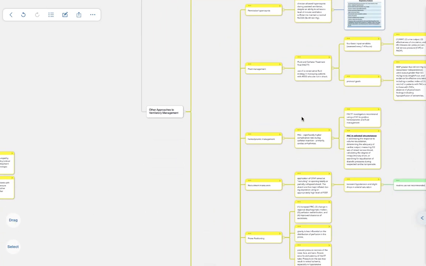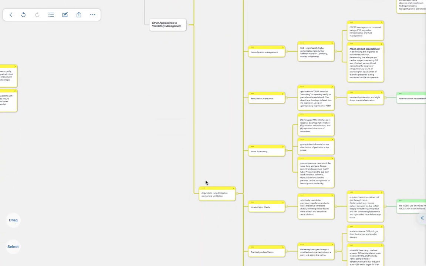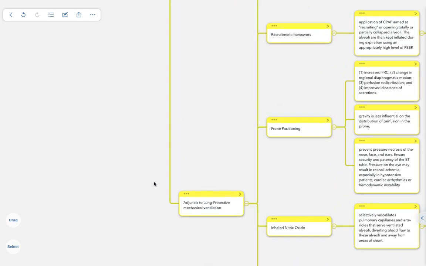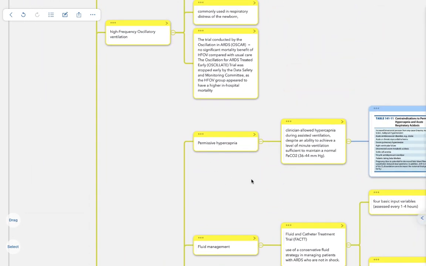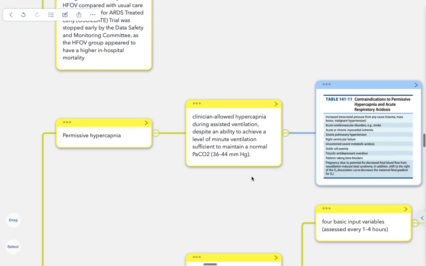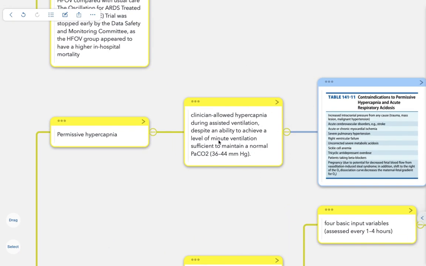After this, let's come to the other approach, which includes adjuncts. These were all about lung protective mechanical ventilation and other modes. Then there are certain adjuncts to it, which include, first of all, permissive hypercapnia. Now, what is permissive hypercapnia? This is nothing but clinician-allowed hypercapnia during assisted ventilation, despite an ability to achieve a level of minute ventilation sufficient to maintain a normal PCO2, right?